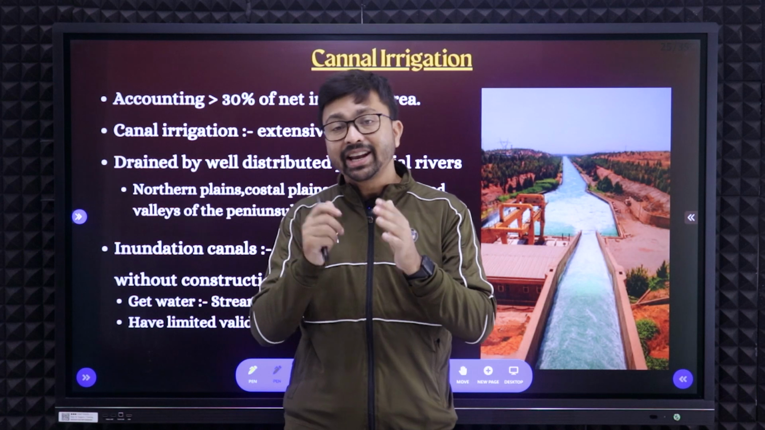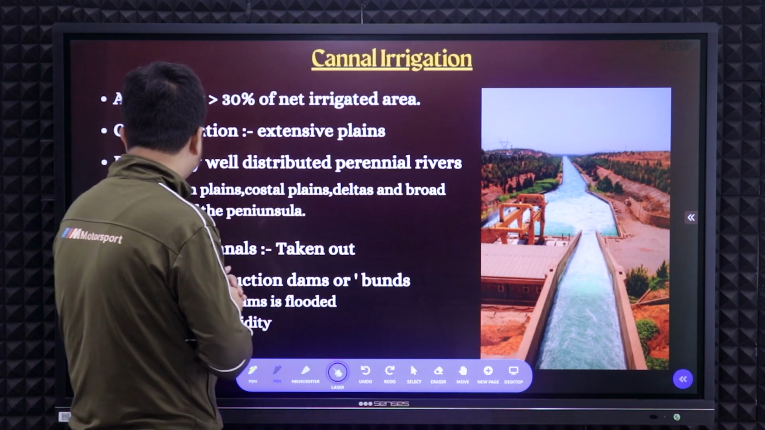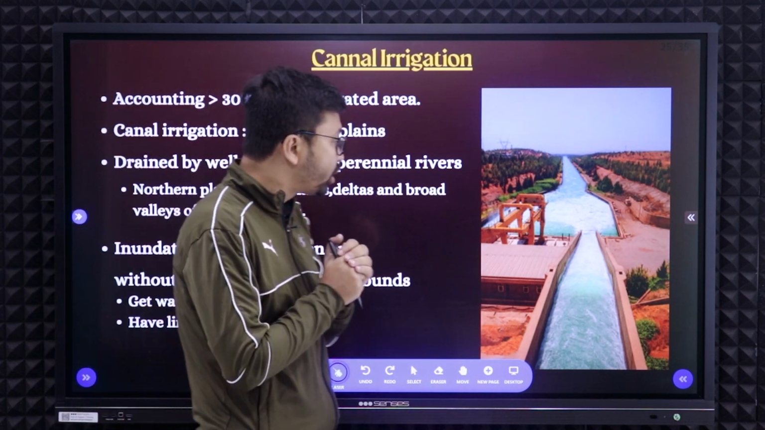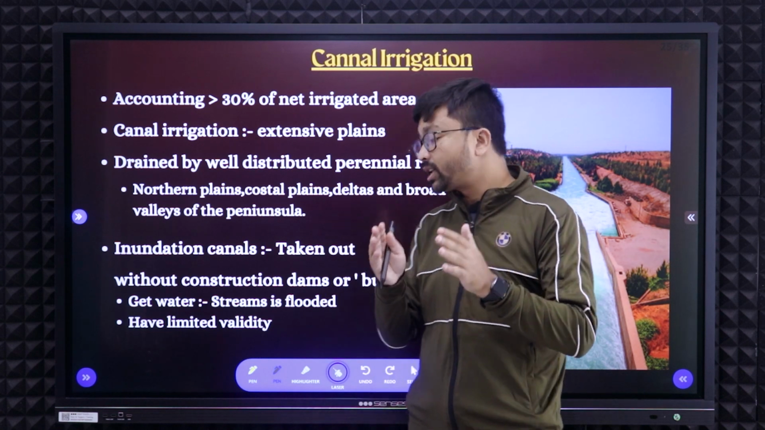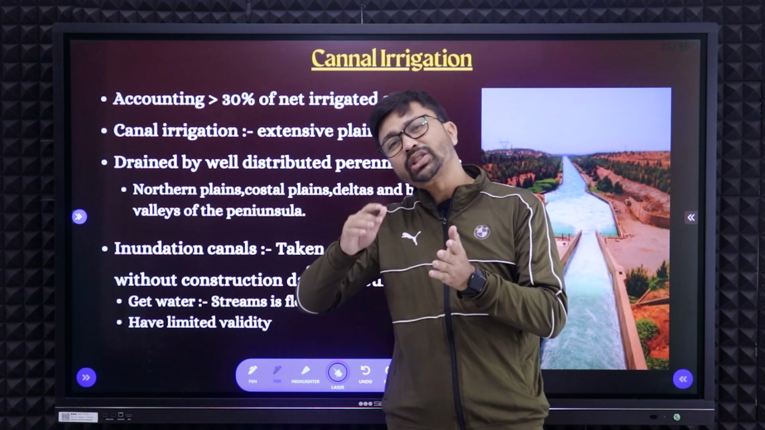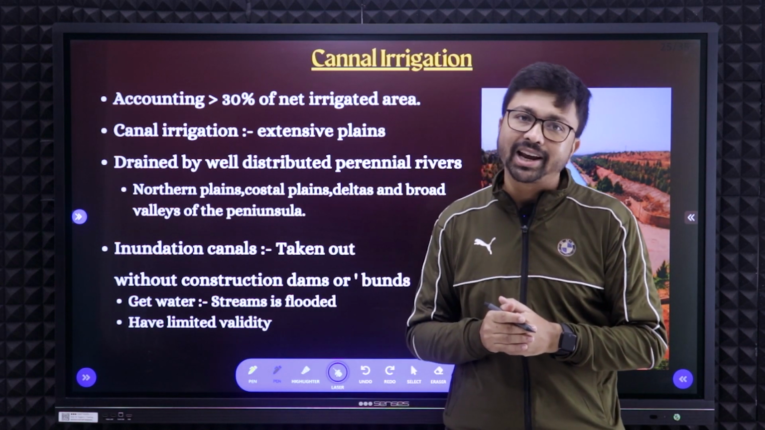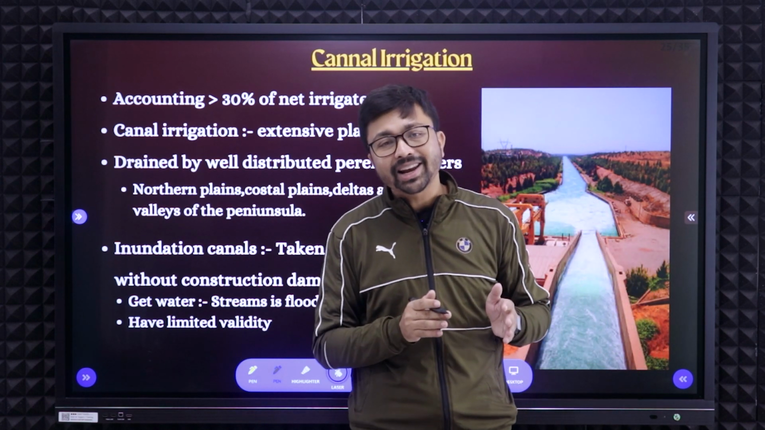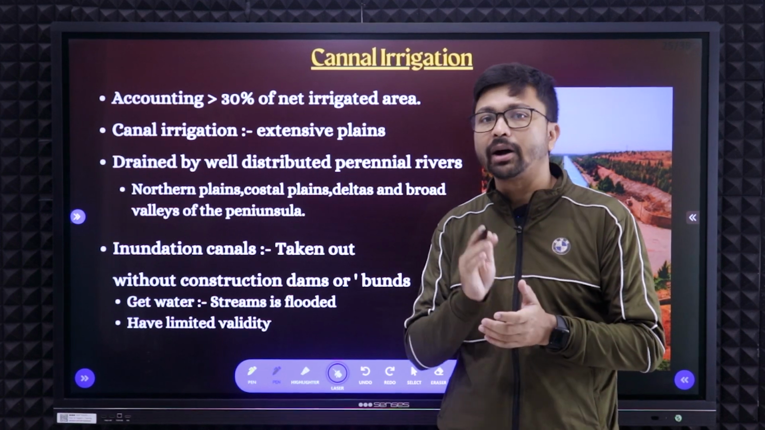Now canal irrigation, as I said, has two types: one is inundation canals, another is perennial canals. Now what is the difference? Inundation canals are the traditional method of canal irrigation. On the other hand, perennial canals are the modern method of irrigation.